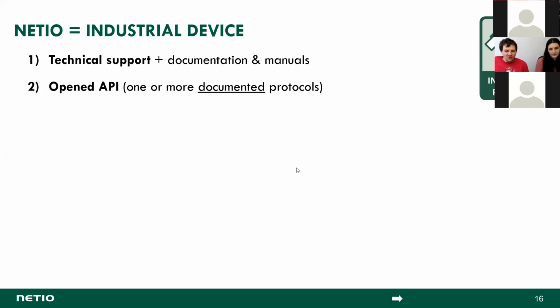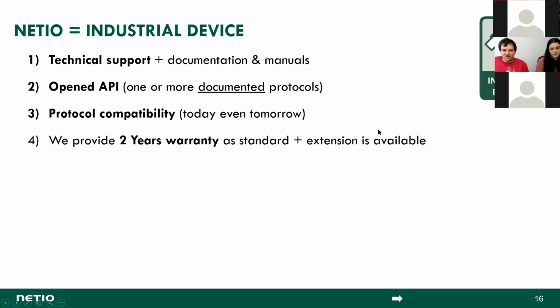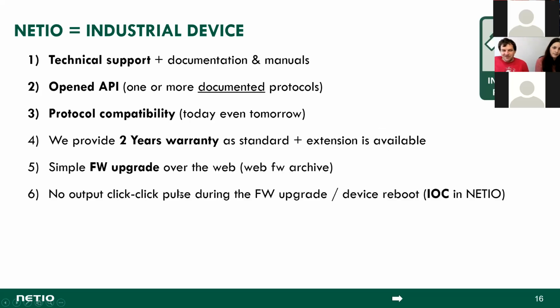Good. So open API is quite important. What else is important is protocol compatibility. Today, even tomorrow, we still have applications since 2009, which are still working, and we are happy for that. Okay, we provide 2 years warranty as a standard, and extension is available if you need for your project. We provide simple firmware upgrade over the web.